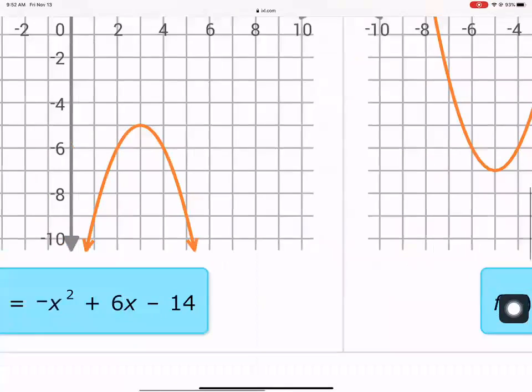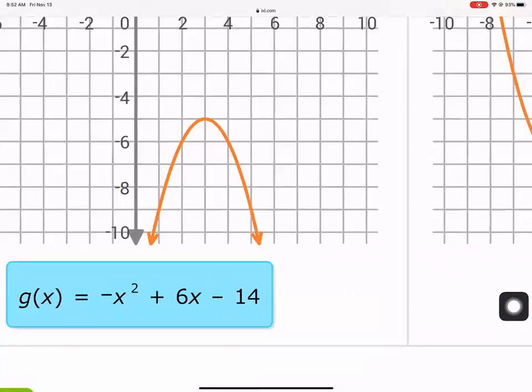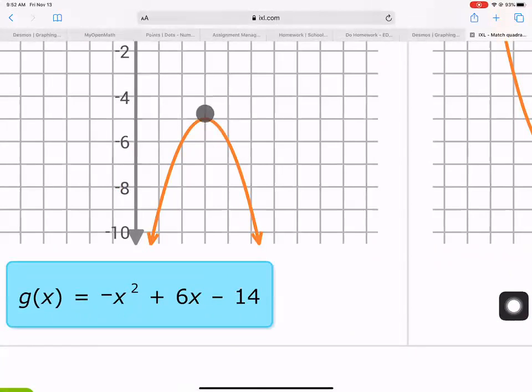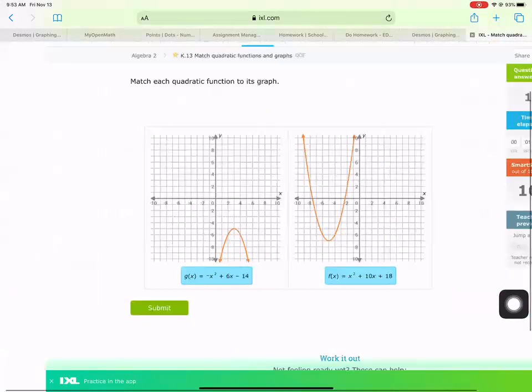On our left, same exact idea, except it's a negative 1. 1 step over, 1 step down. 2 steps over, negative 1, 2, 3, 4, because we multiply our parent graph by negative 1. Submit.